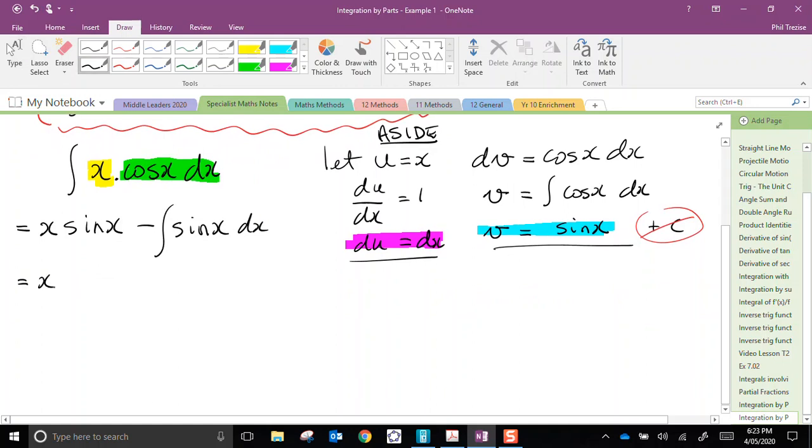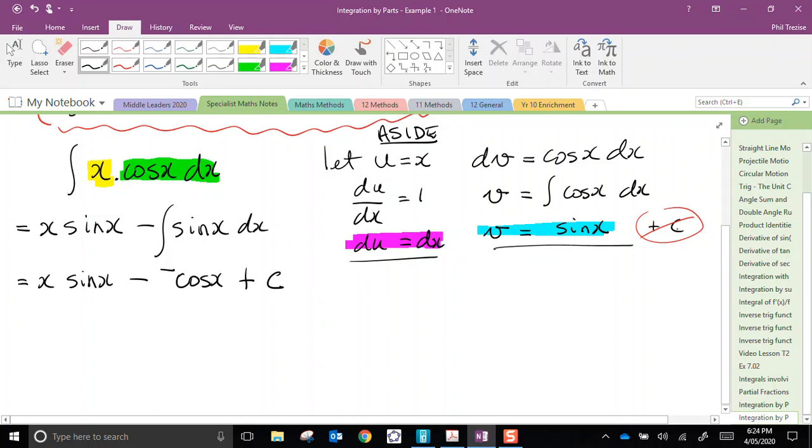Well, x multiplied by sine of x is still sitting there. Subtract the integral of sine x, which is negative cosine of x, and this is the part where I will add my constant of integration, because this is an indefinite integral, and so I'll need, and this is the main working, I didn't bother over there.